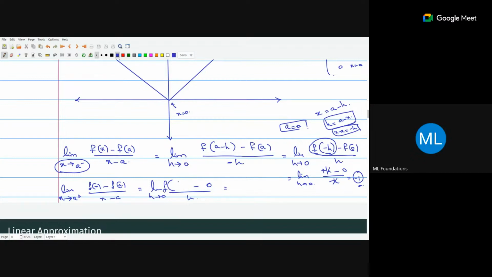Okay, let's compute this one. f of h is again h minus 0 divided by h. That's one. No confusion there. So this will become 1. So this is 1 and this will be minus 1. So the rate of change for that.